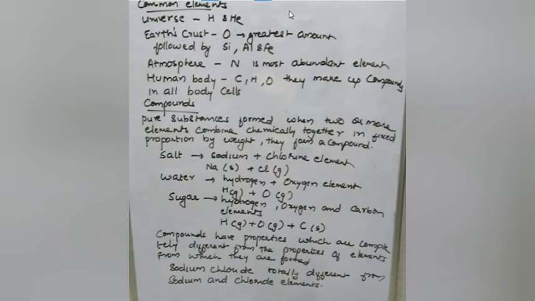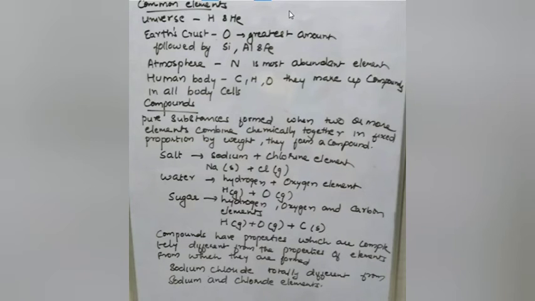In the universe, the main constituents are hydrogen and helium. In the earth's crust, we can see oxygen in the greatest amount. Everyone uses oxygen for respiration, so it is present in great amount. It is followed by silicon, aluminium and iron.